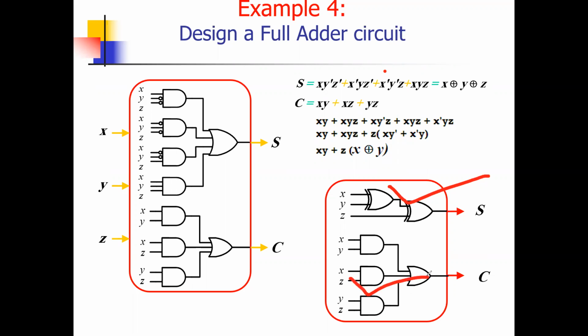Okay, fine. So for the full adder circuit, you have the sum X XOR Y XOR Z, and the carry is XY plus XZ plus YZ. Okay. So remember this because I want to explain another thing here.